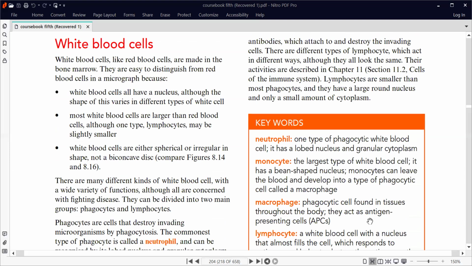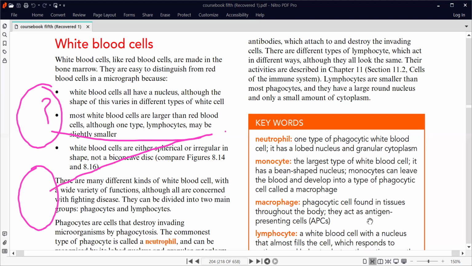White blood cells are also known as leukocytes. Leuko means white, cyto means cell. They have a prominent nucleus inside them. White blood cells are of two basic types. These are the phagocytes. These both are phagocytes. Phagocytes contain the lobed nucleus like this, and also the granules inside the cytoplasm.